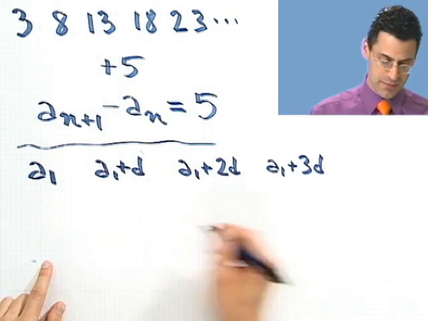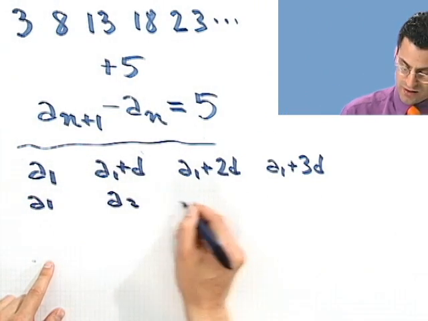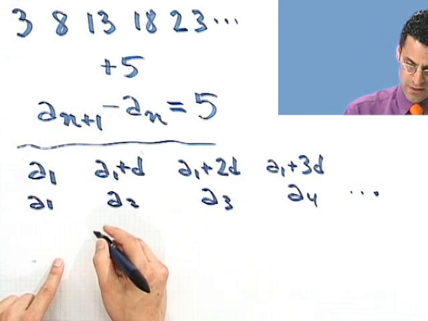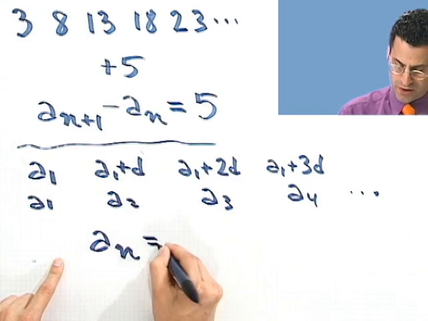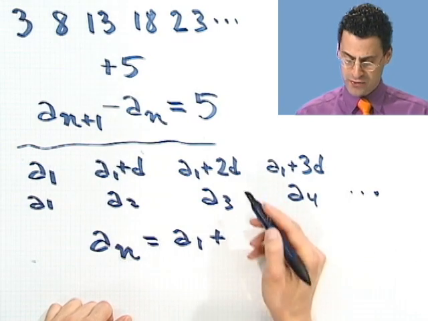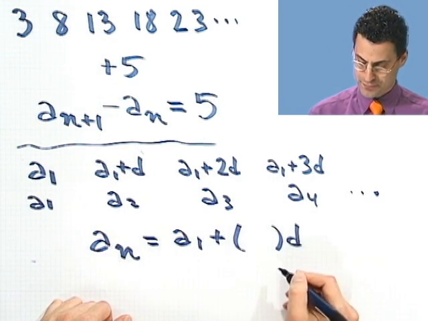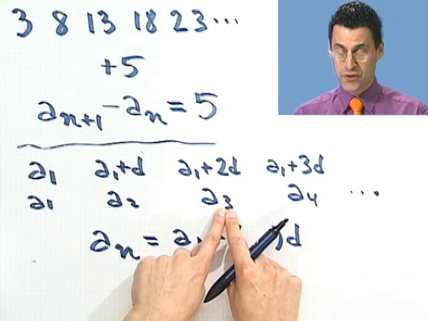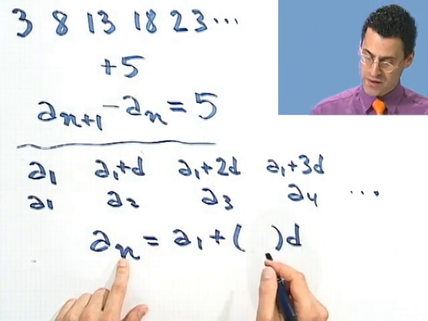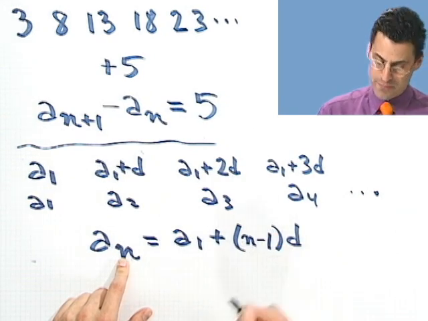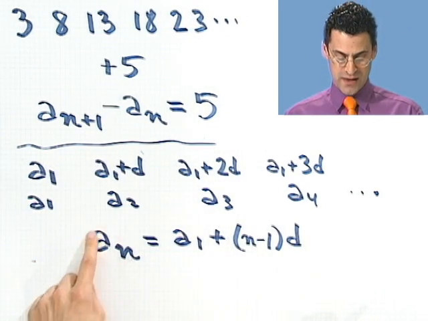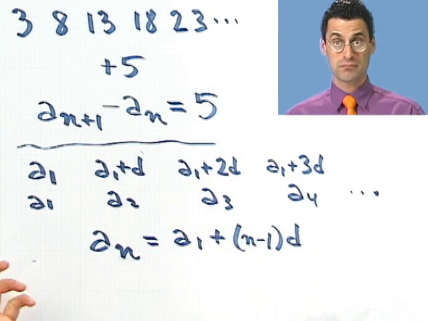Well, this actually gives us a formula, because if this is the first term, and this is the second term, and this is the third term, and this is the fourth term, and so on, we can see that a formula to get the nth term will be just a1 plus, now what number do I have to multiply d by? In the third, I multiply by 2. In the fourth, I multiply by 3. So in the nth, I multiply by n minus 1. And that gives me a formula that allows me to find the nth term in an arithmetical sequence.